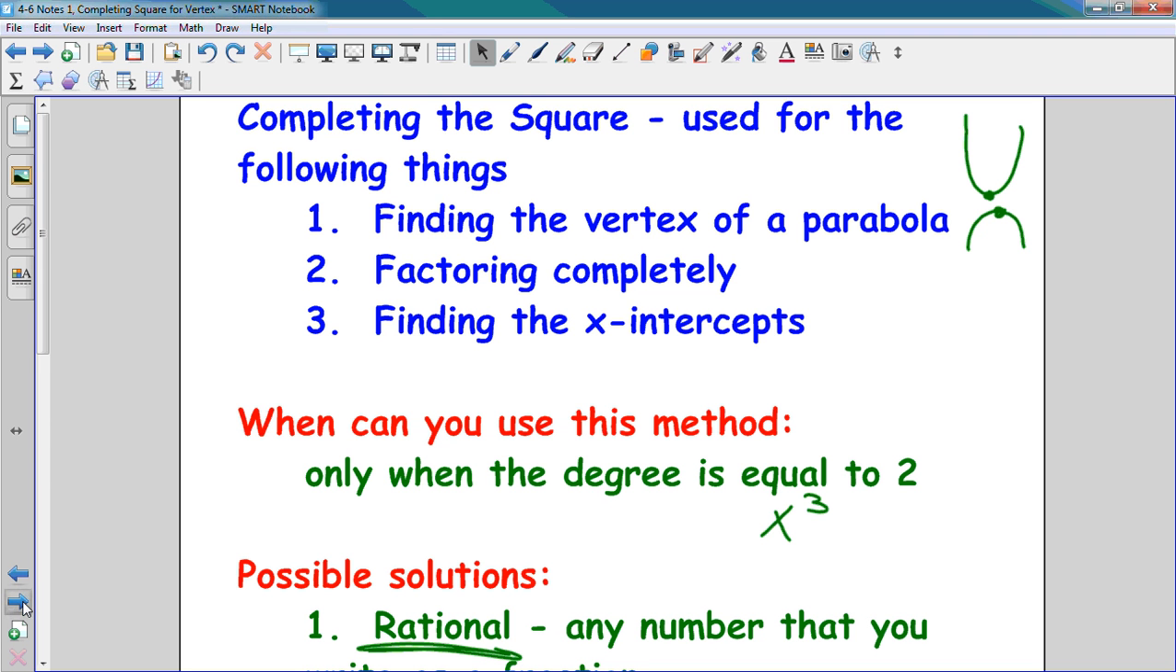You can only use completing the square when you have a degree of 2. What is degree? Who can remind me what degree is? What's degree, Sky?